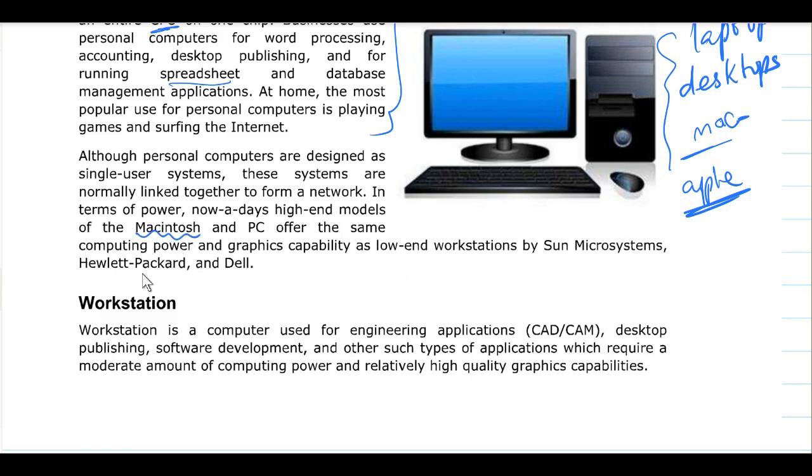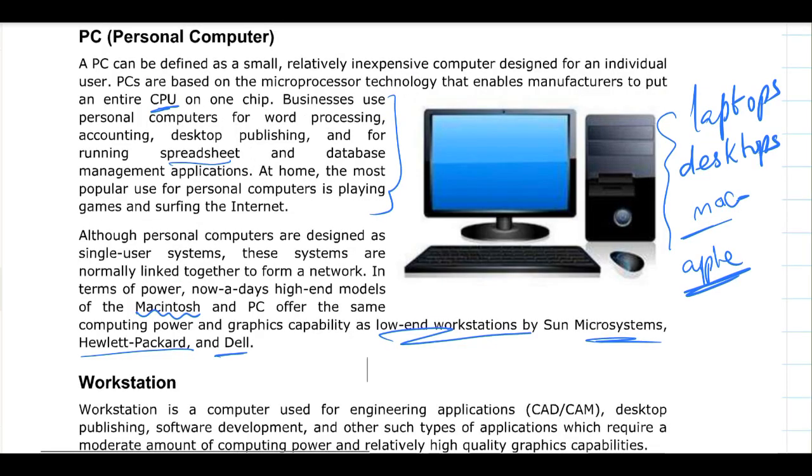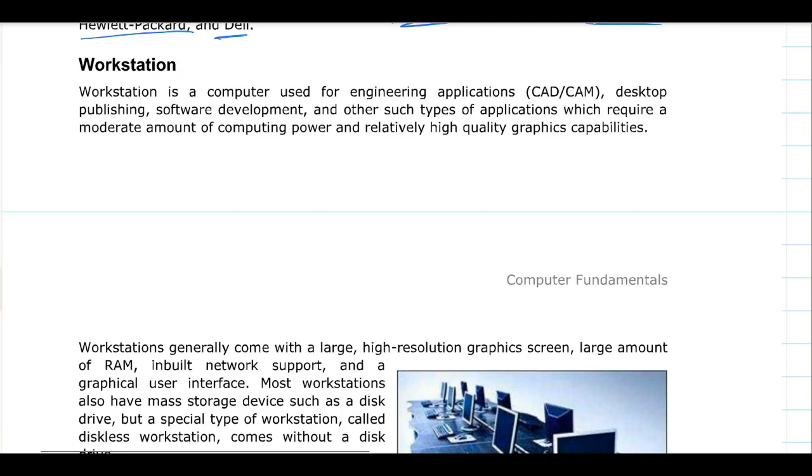They offer the same computing power and graphics capability as low-end workstations that are developed by HP. When you hear of HP computers and Dell, they might give you low-end workstations. We are simply saying that a workstation is higher than a personal computer, but in the general case, PCs are the ones that you find every day. Now we discuss the workstation.